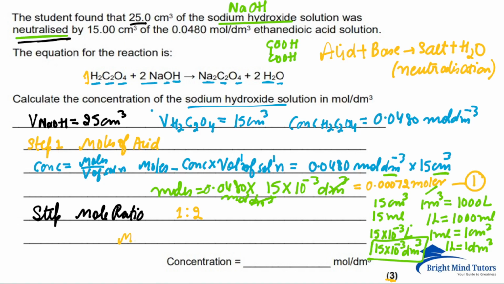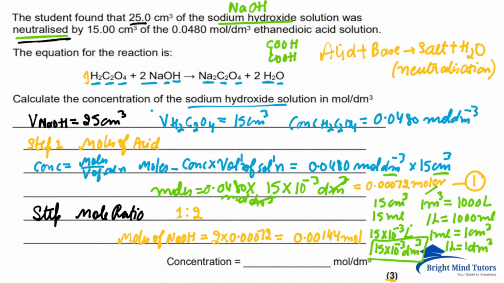That means the moles of NaOH that you are having will be 2 times the moles of the acid. So 2 times 0.0007 will become 0.00144 moles of it.